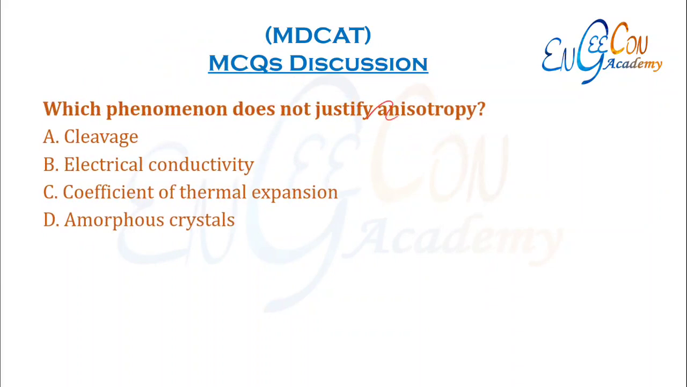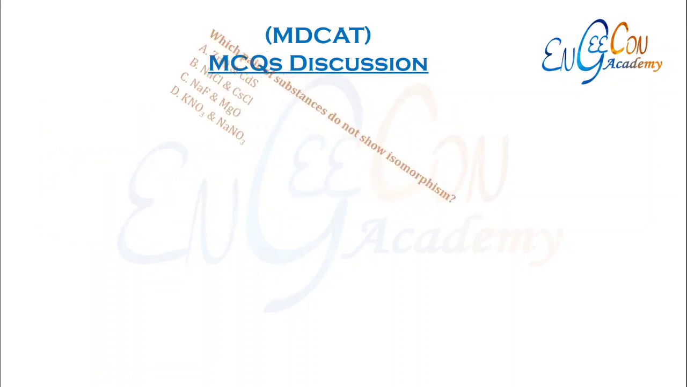Which phenomenon does not justify anisotropy? Cleavage, electrical conductivity and coefficient of thermal expansion, all of them are examples of anisotropy. Now amorphous solids are not anisotropic but they are isotropic, so they do not justify anisotropy.